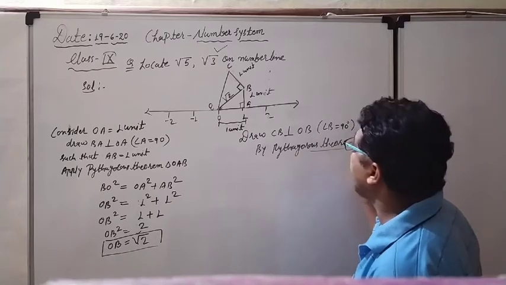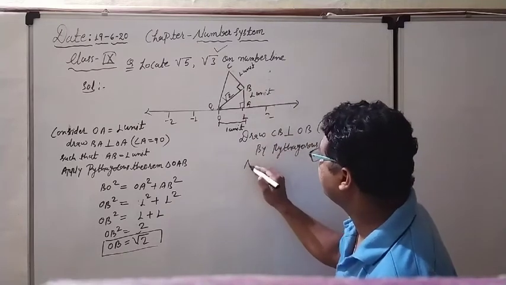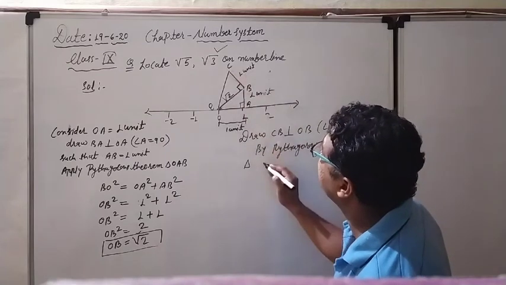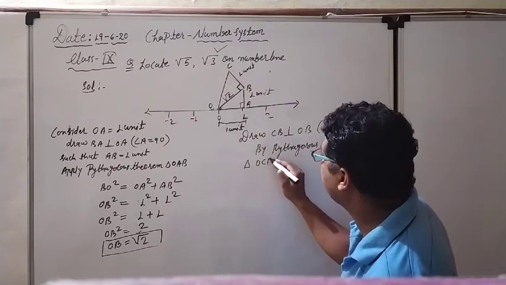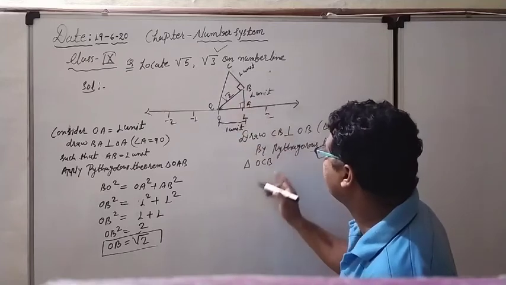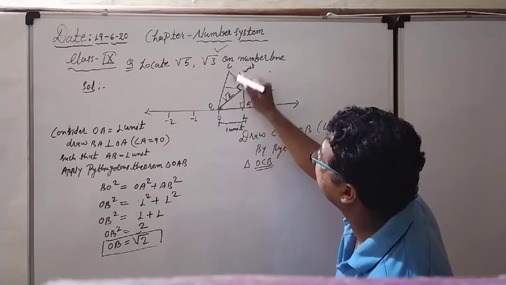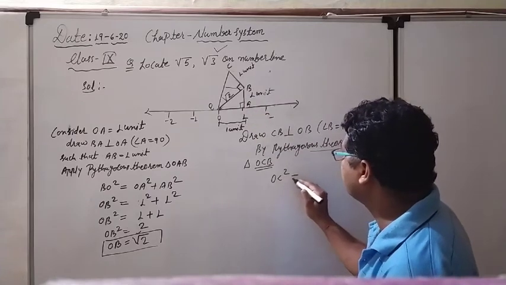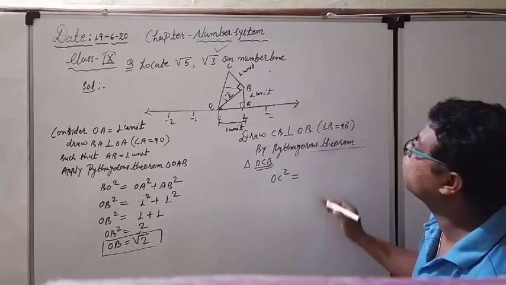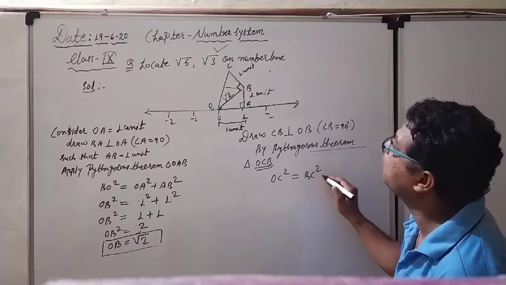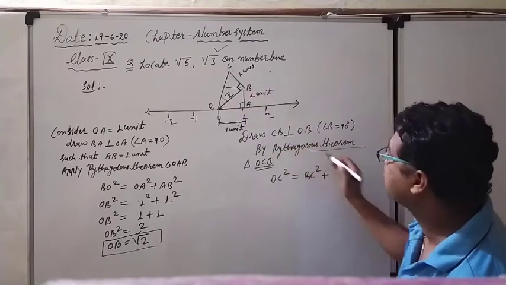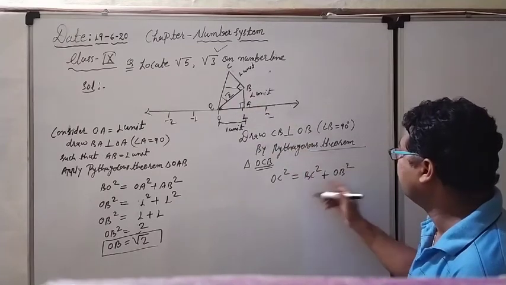And by the Pythagoras theorem again, see the triangle. What is the triangle I have considered this time? OCB, this particular triangle, the second triangle. And according to that, what is the hypotenuse here? The side opposite the 90 degree is the hypotenuse. So OC square, that is the hypotenuse square, should be equal to perpendicular square, meaning BC square, plus base square, meaning OB square. We have both the values.